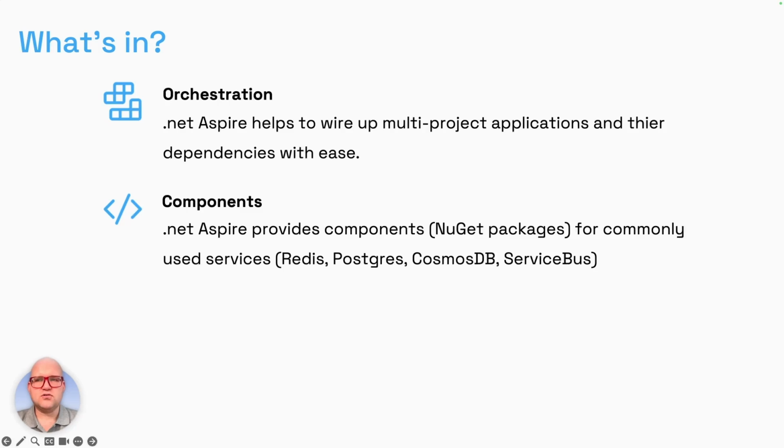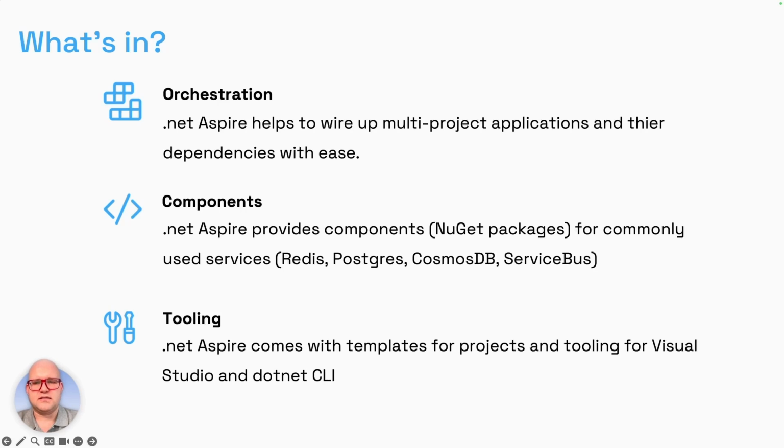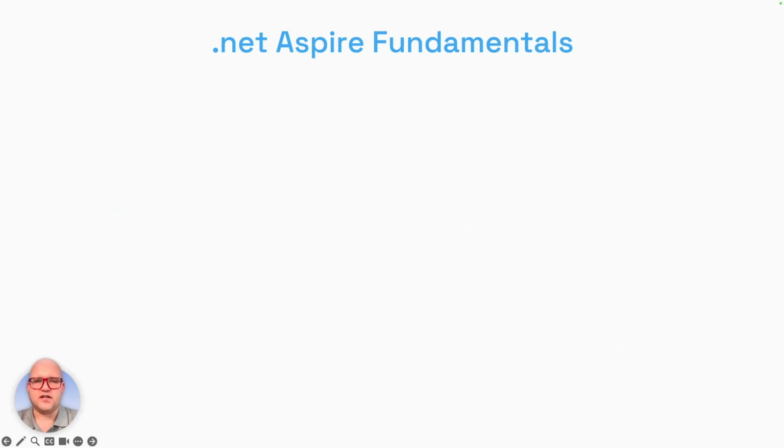So .NET Aspire also consists of components. .NET Aspire provides components as NuGet packages for commonly used services like Redis, Postgres, Cosmos DB, Service Bus, SQL databases, and so on. And .NET Aspire also comes with tooling. The tooling brings templates for projects, for adding .NET Aspire to existing projects, and also a nice integration into Visual Studio and the .NET CLI. I guess later on there will also be an integration for Visual Studio Code, but for now we are fixed to Visual Studio.